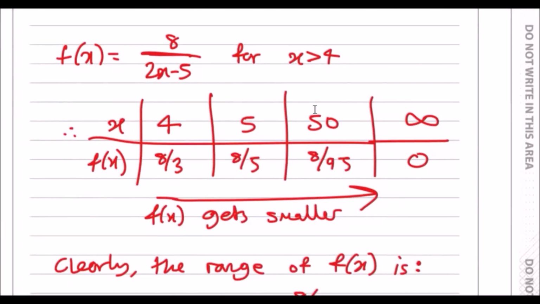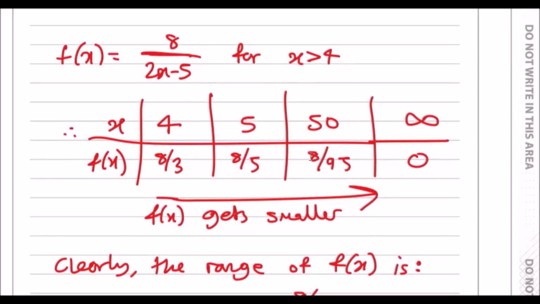So what do we have? Since x is bigger than 4, let's start with the value 4. Because if you plug in x equals 4, you'll find out the value where it cannot equal. So when x equals 4, I got 8 over 3. And then I tried other values. So let's try increasing values. Plug in x equals 5, you get a slightly smaller value of 8 over 5.